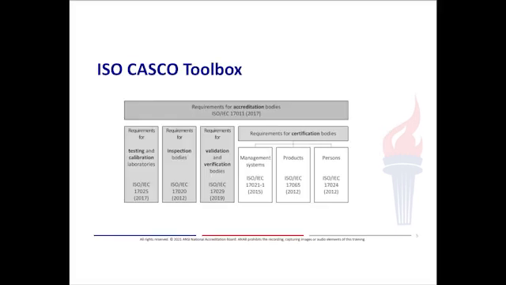First thing we're going to look at is something we call the ISO CASCO toolbox. Now, at the top of this, you're going to see where we talk about requirements for accreditation bodies. ISO 17011 details all of the things that we as an accreditation body have to do to institute and execute standards and accreditation for conformity assessment bodies. Now, you'll hear me reference conformity assessment bodies several times today. Conformity assessment body is the laboratory, the dimensional, the calibration body, or the inspection body.